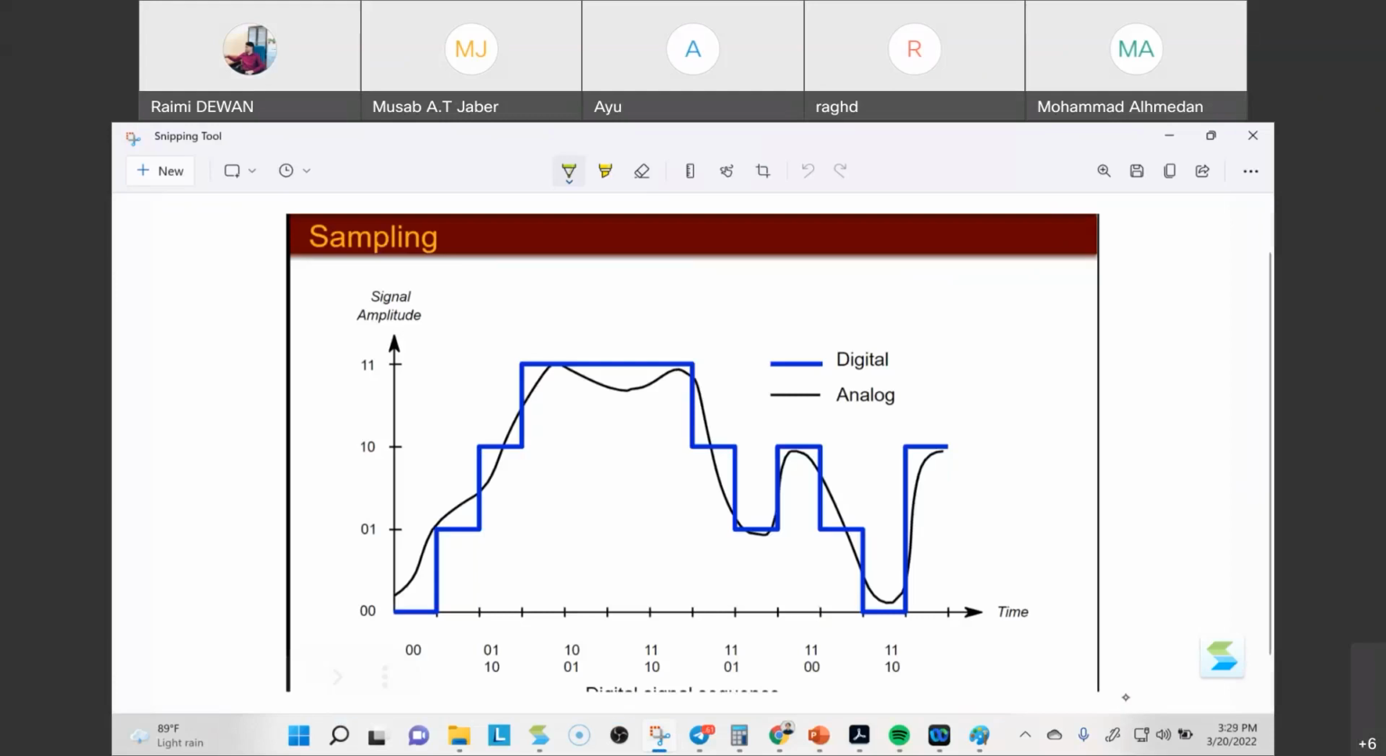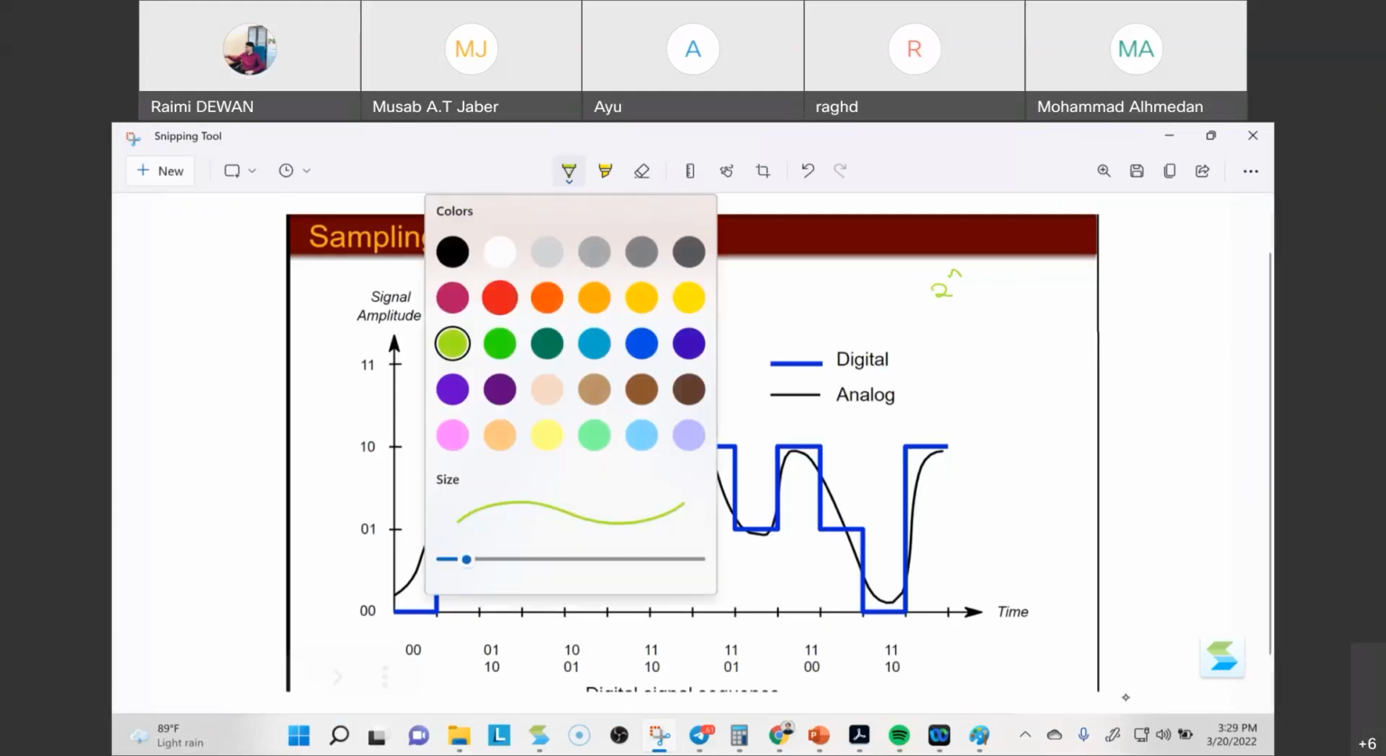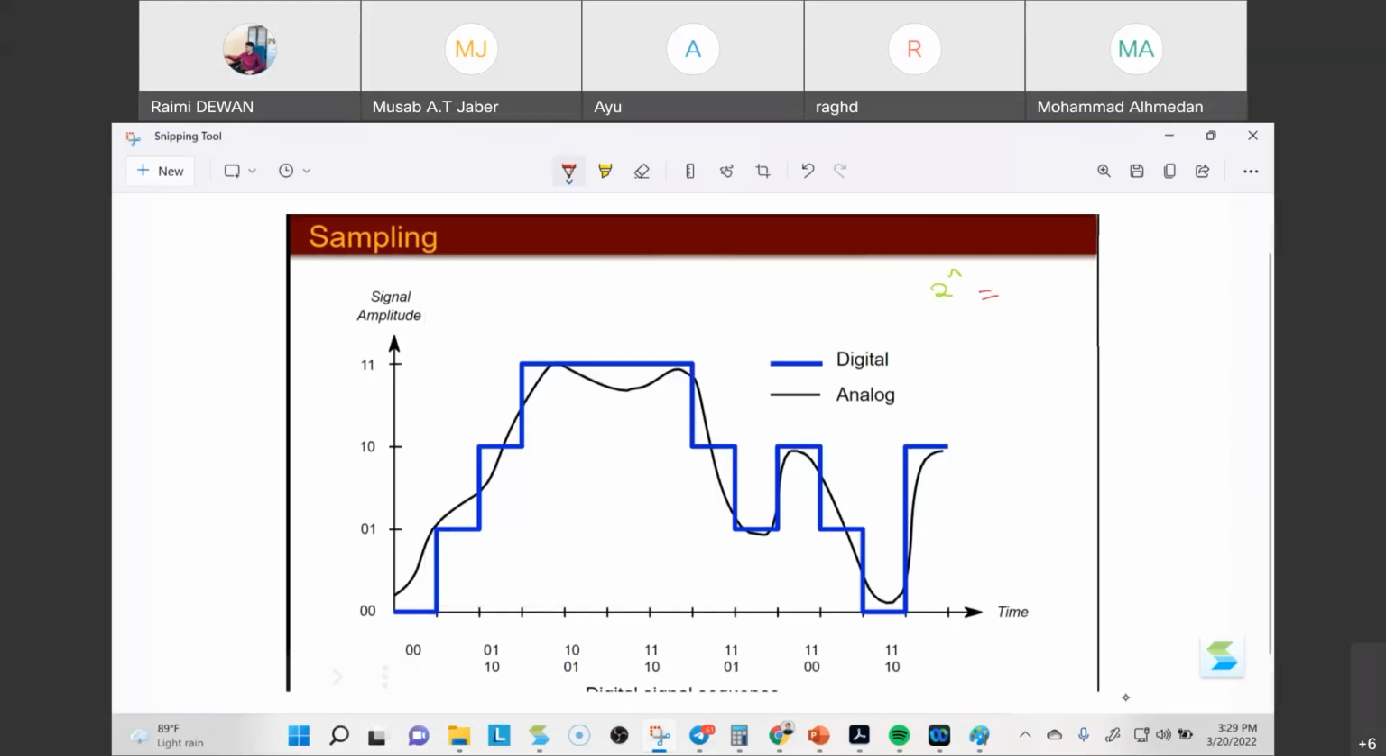In the binary system, you have 2 to the power of n. So to have 4-level sampling, I put it in red to be more obvious: 2^n equals 4, am I correct? So your n equals 2, which means you will have a 2-digit binary system. So you will have a combination of XX.